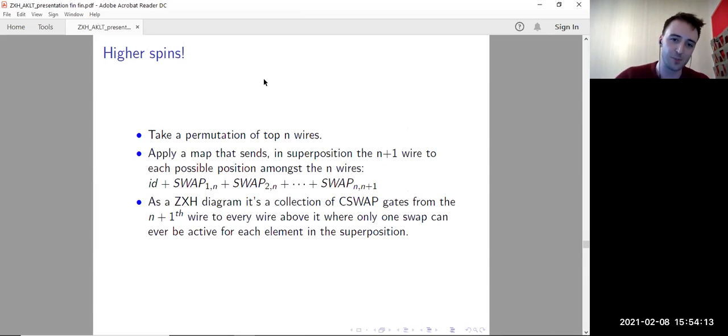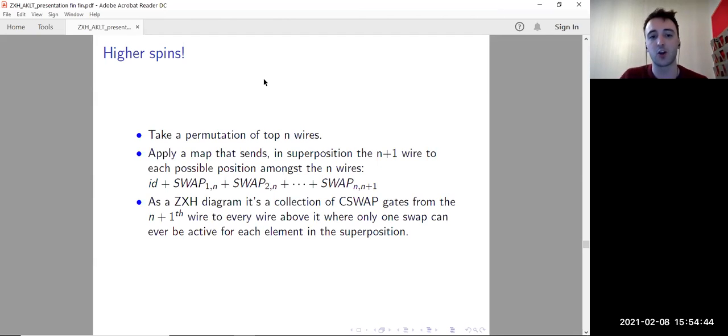Okay, but higher spins. This argument is courtesy of John, to give credit where credit is due. This is a way we can take permutations of n wires and turn them into a permutation of n plus 1 wires. The idea is, when you do this spin 1 trick, we were taking two permutations, 1, 2 and 2, 1, and we added them together. If I now want to permute 3 wires, a sensible way of doing that is to say, I have 1, 2 and 2, 1 already from this operator I did previously.